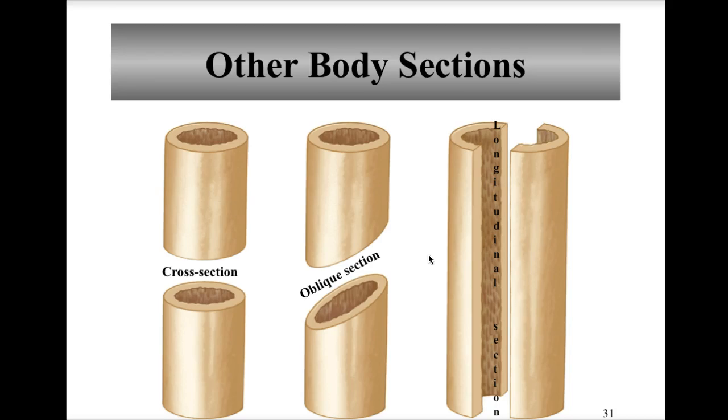Lastly, you do have special sections or cuts of cylindrical structures, such as blood vessels, nerves, etc. The first one will be a cross-section, and a cross-section is a cut that is at 90 degrees to the longitudinal axis of the structure. You also have an oblique section. An oblique cut is cut at an angle across an object, and a longitudinal cut is a cut along the longitudinal axis of a structure.